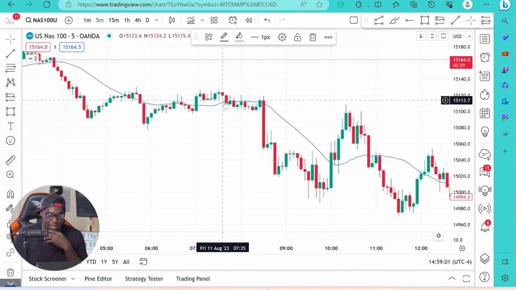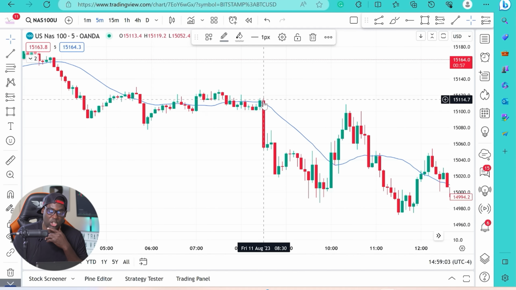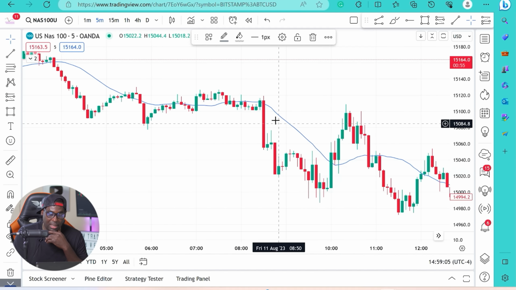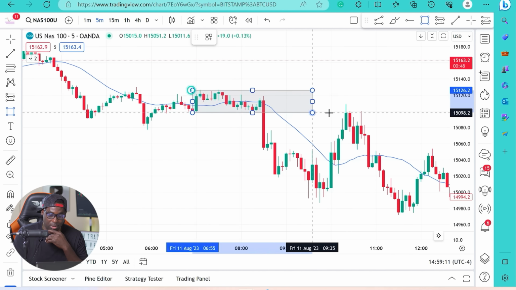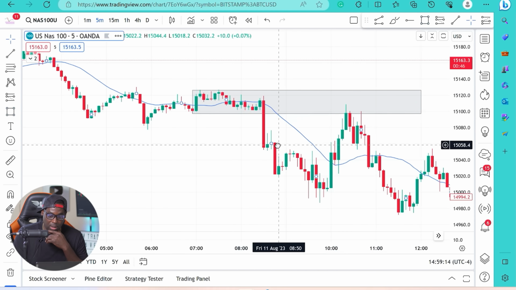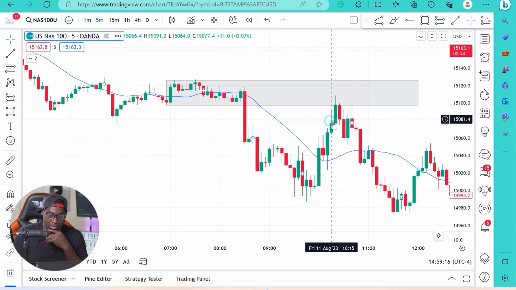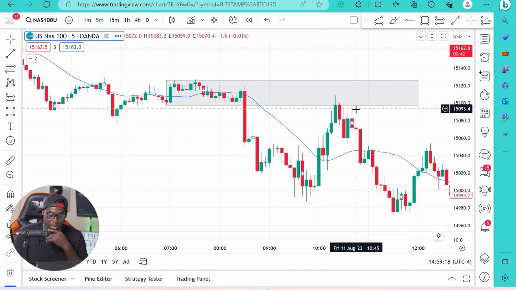All right, so here's another example right here, guys. Notice that we have a nice sharp move to the downside. It came back to this supply area. Again, I noticed that we have a lot of candles around it, so I would just put the zone like this. Notice how we have selling, and we have a nice little double top situation going on.